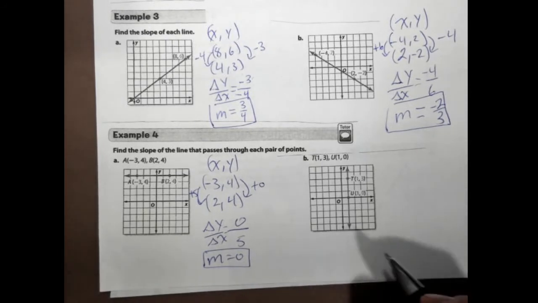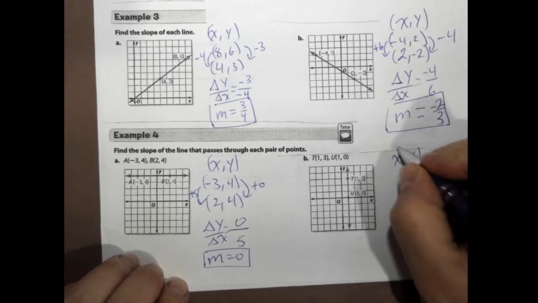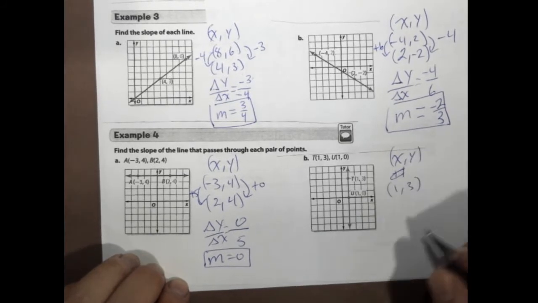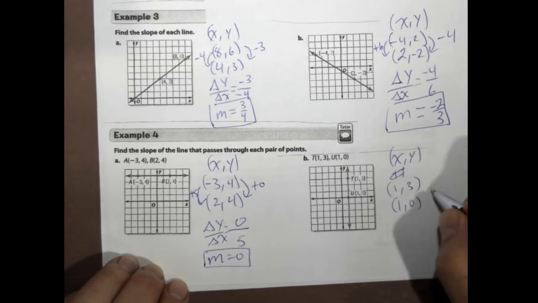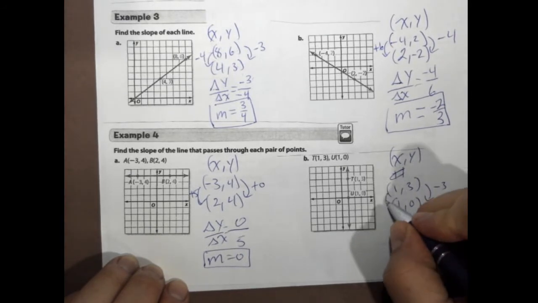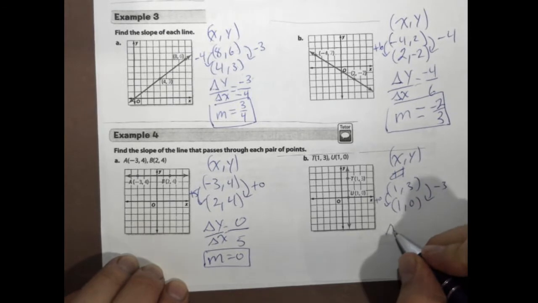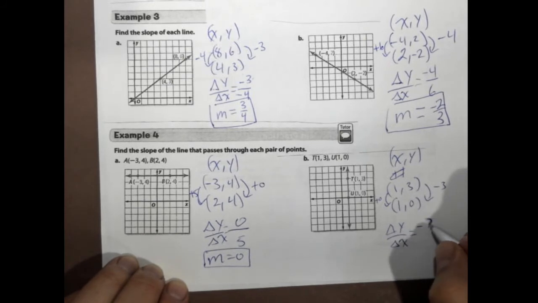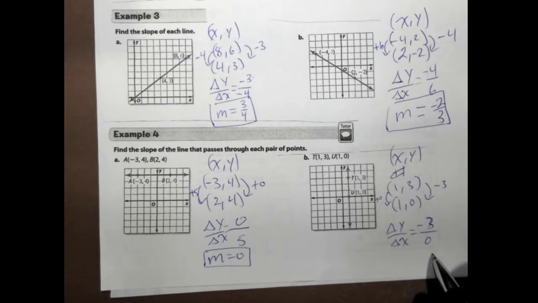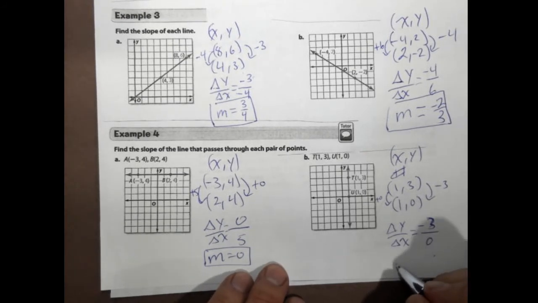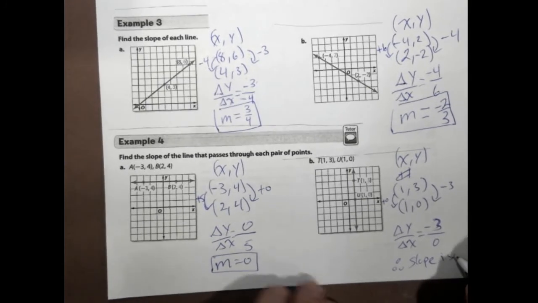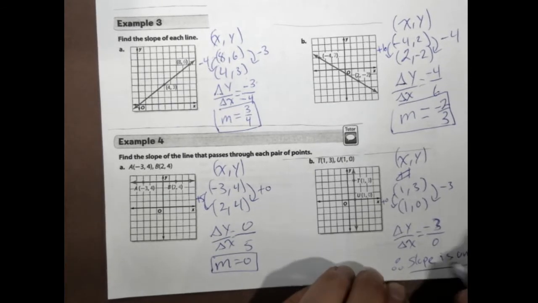And here we have a vertical line, so let's see what that looks like. We have (1, 3) and (1, 0). Minus 3, plus 0. So the change in y would be minus 3. The change in x would be 0. We cannot have a 0 in the denominator, so slope is undefined.